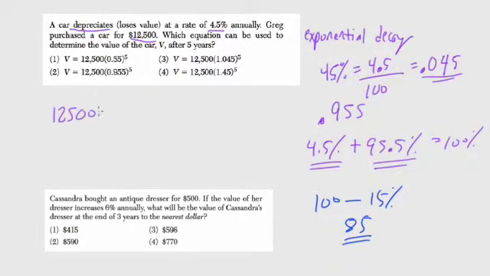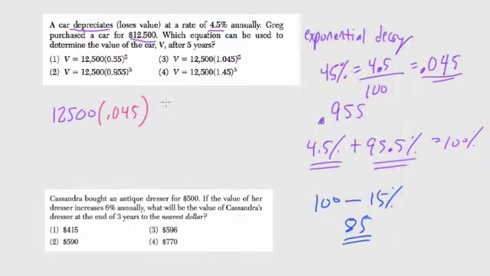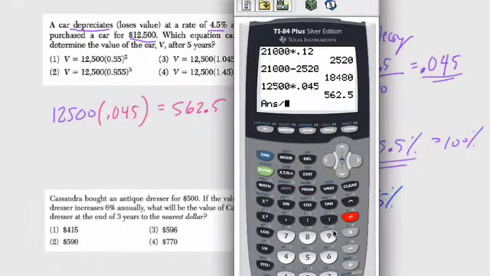So we can do 12,500 times 0.045 or 4.5%. What's going to happen? Well, let's take a look. 12,500 times 0.045, and you get this number, 562.5. Now, if you want to know what this is as a percent of the original amount, what would you do? Well, if we just divide by 12,500, we can confirm that, oh yes, that's 0.045.